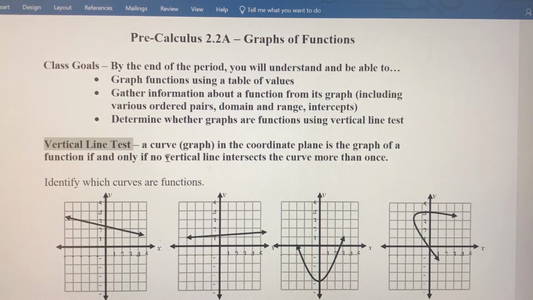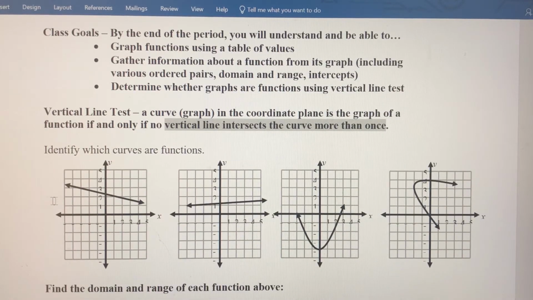If a vertical line touches the curve more than once, then the graph of that equation does not represent a function. The reason that works, think back to the definition of a function. The definition of a function was a relation where each input has one and only one output. A vertical line, if it touches the graph multiple times, would have more than one output for each of those inputs. So the vertical line test will tell us if a curve represents a function or not.